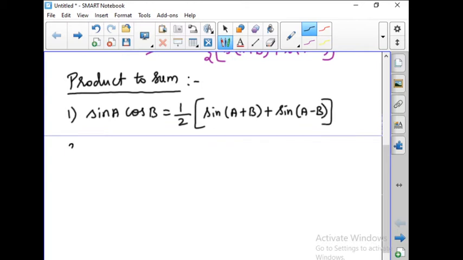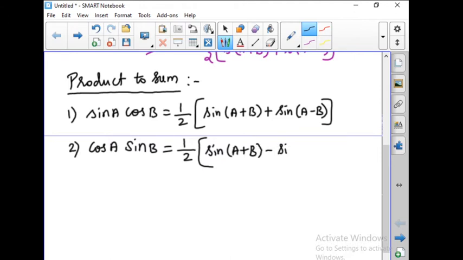So, the second formula in product to sum is cos A sin B. This we have to subtract. Then you will get cos A sin B. So, sin of A plus B minus sin of A minus B. When you are subtracting these two, you will get 2 into cos A sin B. So, 2 can be taken to this side and written down.